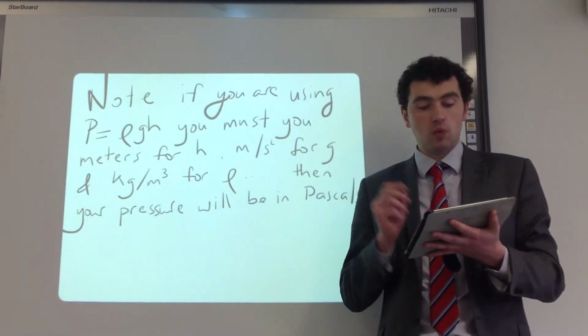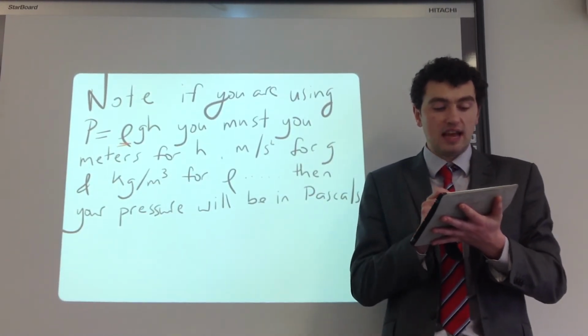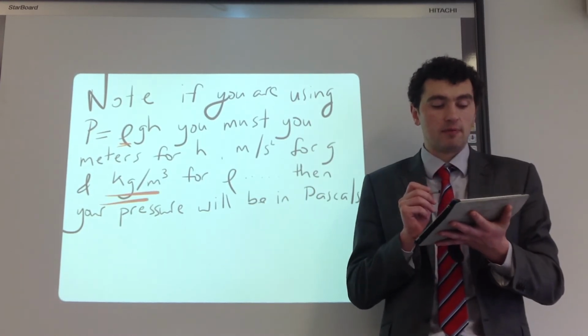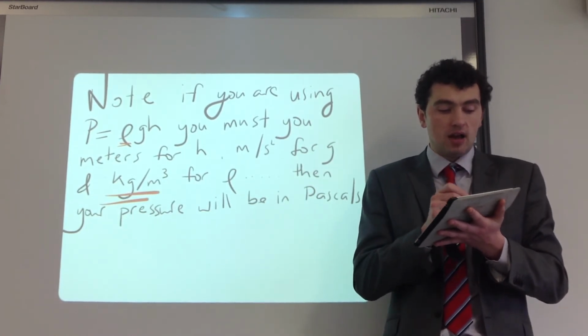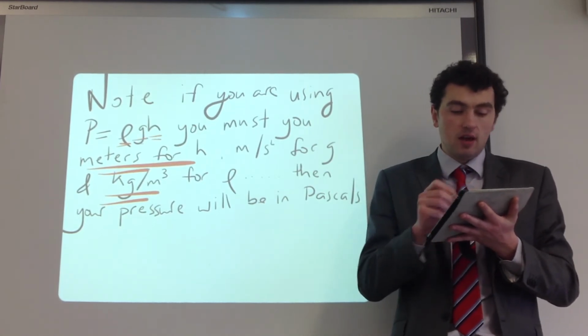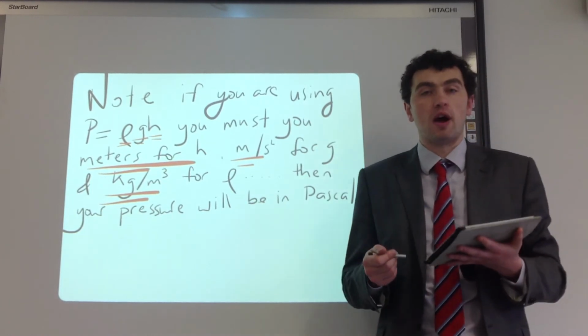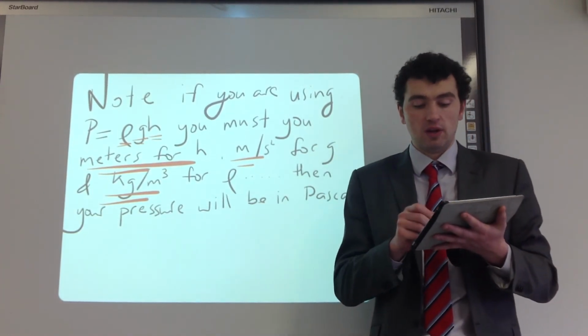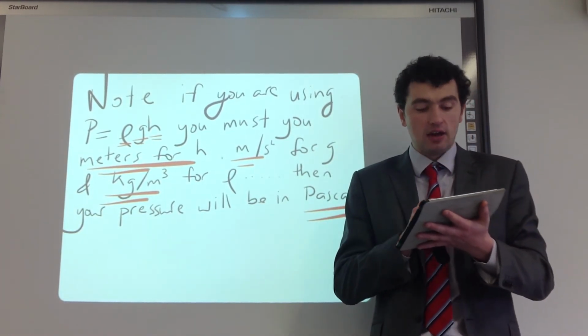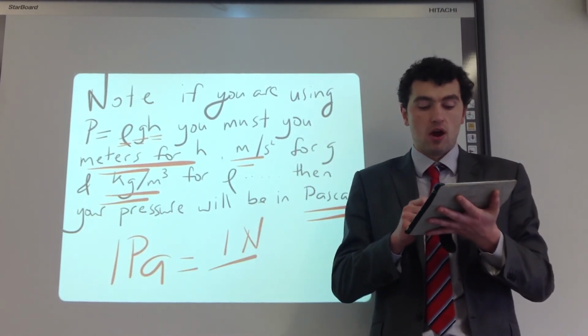Now, it's important that when you're using that equation, you realise that rho, the density, must be measured in kilograms per metre cubed, and the height must be measured in metres, and the gravity must be measured in the acceleration of gravity, metres per second squared. If you use all of those units, then the pressure you will get out is in pascals, and you know that 1 pascal is equal to 1 Newton per 1 metre squared.